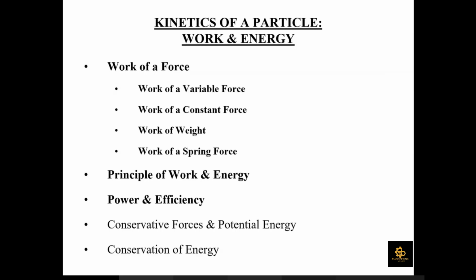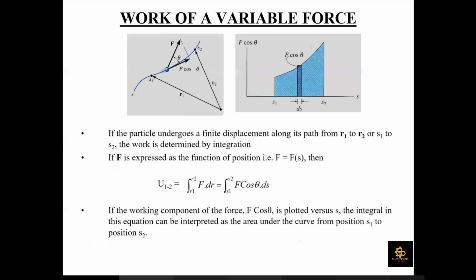So initially, yesterday we discussed what is work of a force, in which we considered various types of forces. First of all, we considered a variable force, then a constant force, weight, and then the spring force as well as the friction force. So we calculated the work done due to all these four or five types of forces. So if we summarize yesterday's lecture, first of all, work done को हम represent करते हैं capital U के साथ.